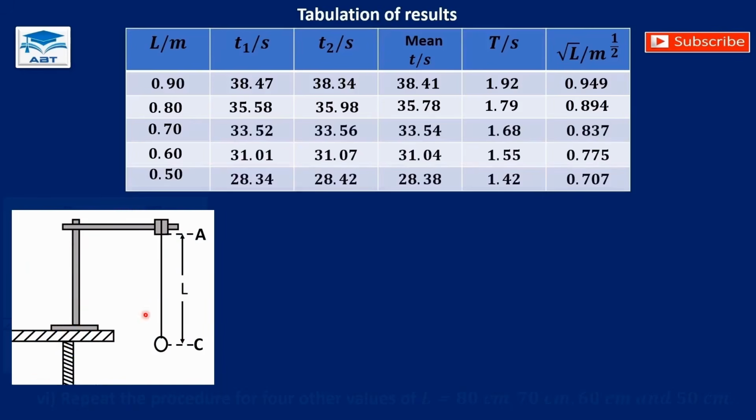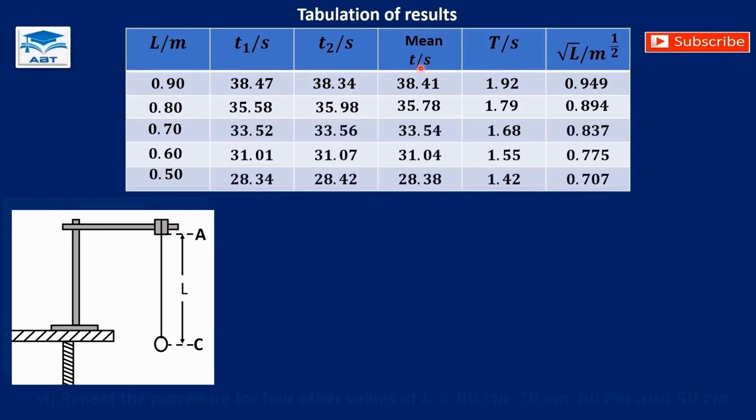So, in the practical, this is the setup, and this is the length of the string of the pendulum. On the table we have the length in meters, and this is the time for 20 oscillations. That is time 1 in seconds. And this is another time for 20 oscillations. That is time 2 in seconds.